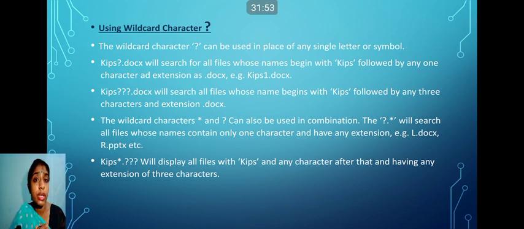But if I want to search for any file which has only one character in the file name and any extension, then I will write question mark dot star. A single question mark I have used, so it will search for all those files which have only one character in the file name. Clear? And it will search for all the extensions because we have written star there.